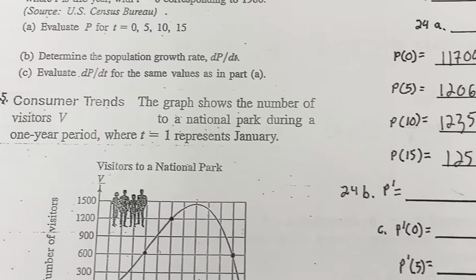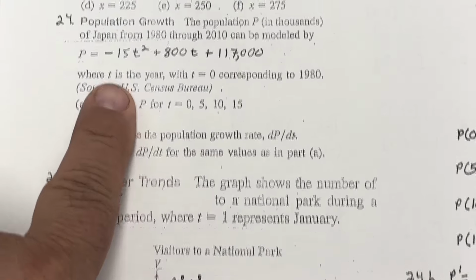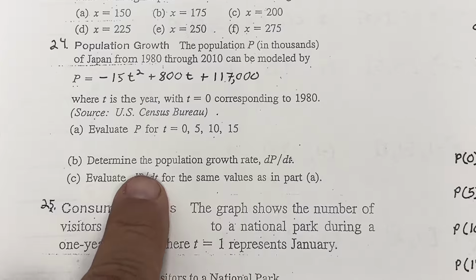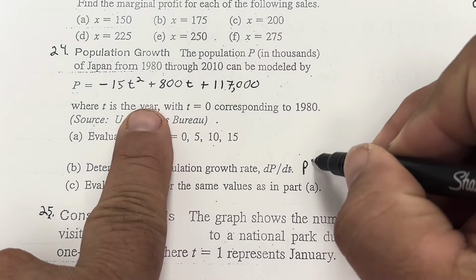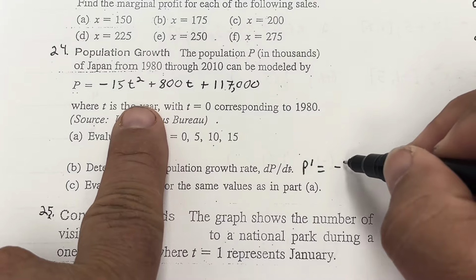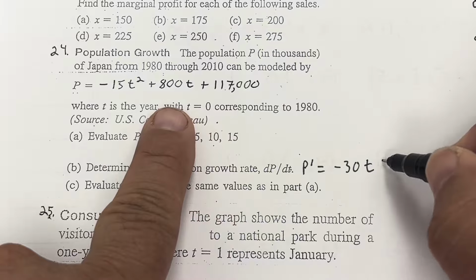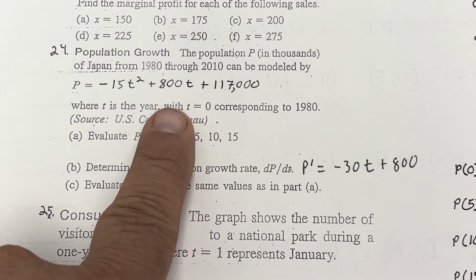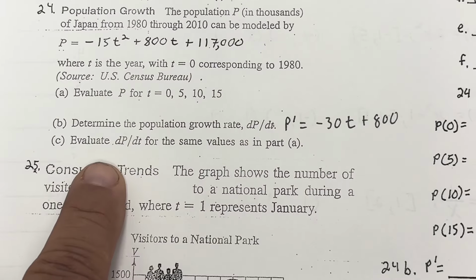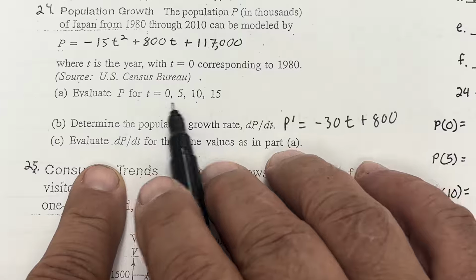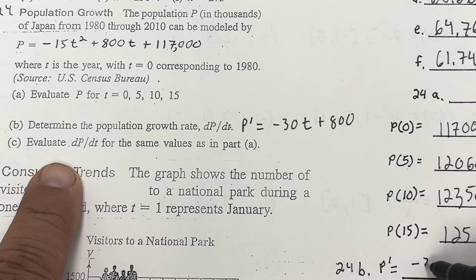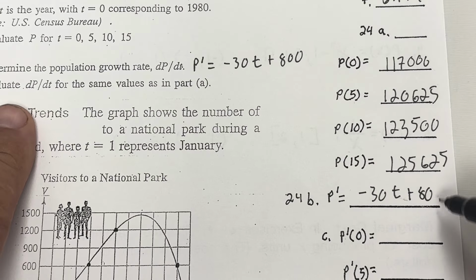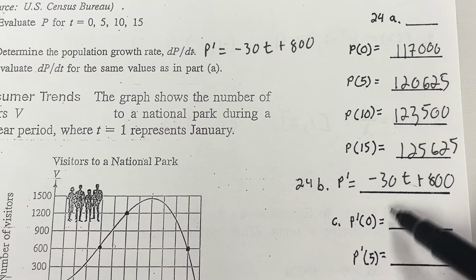Now for 24B, they want us to take the derivative of this. So determine the population growth rate, dP/dt, so that's just P prime, and that's going to equal negative 30t plus 800. And then for part C, they want us to plug in those values, 0, 5, 10, and 15. So I'm going to write this down, negative 30t plus 800. And I want to evaluate all these numbers.